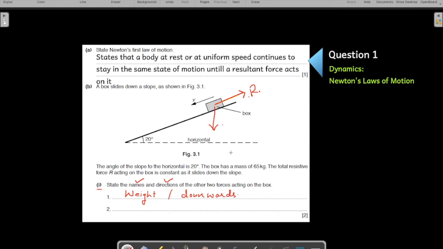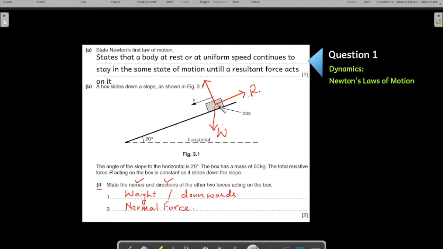The other force is your weight. Is there any other force as well? Yes, the other force would be the reaction force or the thrust or the normal force, as you call it. Let us call it the normal force. Why is it called the normal force?